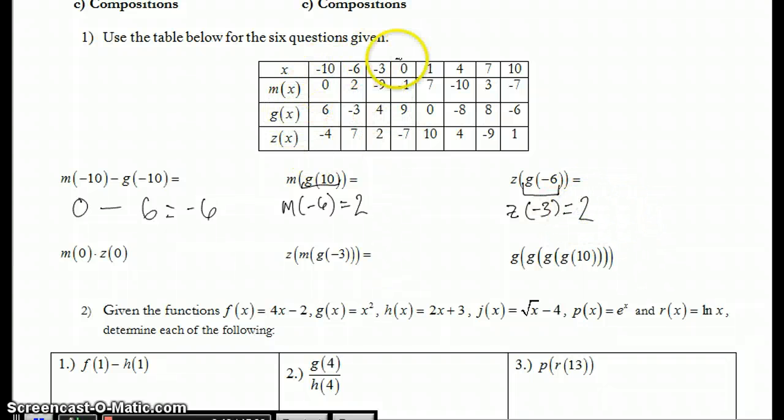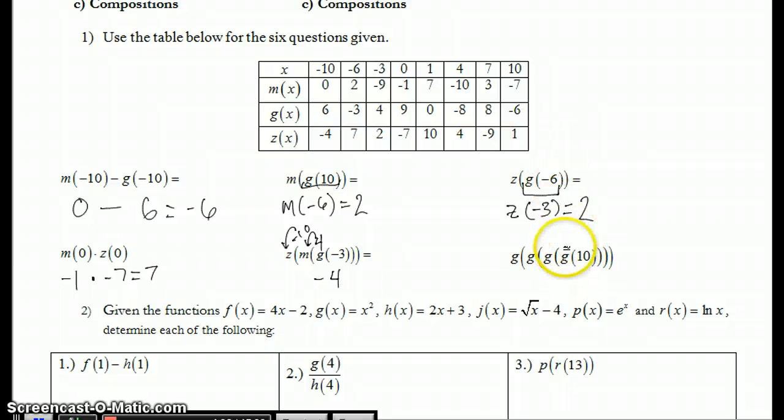M of 0 is -1. Z of 0 is -7. We're multiplying these, we get +7. G of -3 is 4. 4 is going to get plugged into m. M of 4 is -10, and -10 gets plugged into z. Z of -10 is -4.